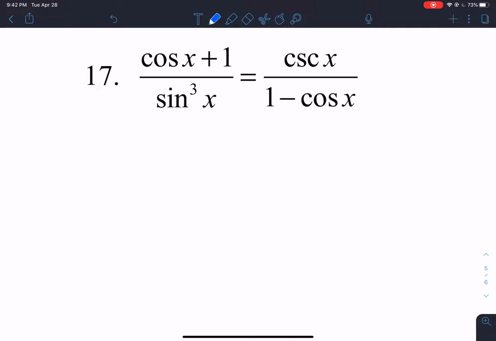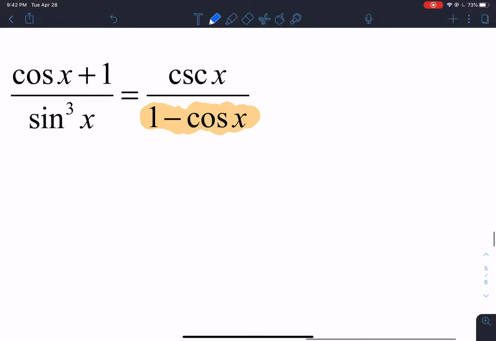Okay, number 17. Now I think you can do either side. I think I'm going to do the right side. So you should recognize that I have a half of a conjugate here. So I'm going to multiply by the opposite. So you got 1 plus cosine over 1 plus cosine.